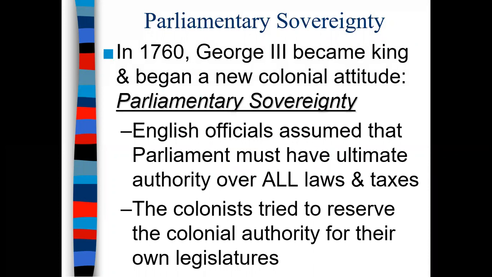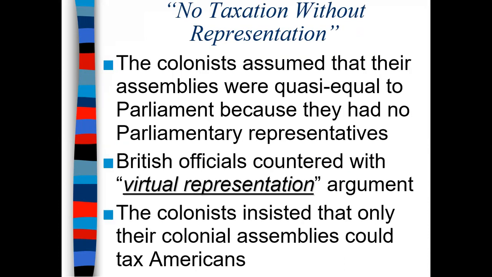Now, in the year 1760, George III becomes the new king of England. It begins parliamentary sovereignty. English officials in the colonies, and over in England, are assuming that Parliament has full control over all laws and taxes going on in the colonies. And the colonists try to keep the power in the colonial leadership. But there's a lot of tension here. Everybody thinks something different, and that's going to lead to some problems.